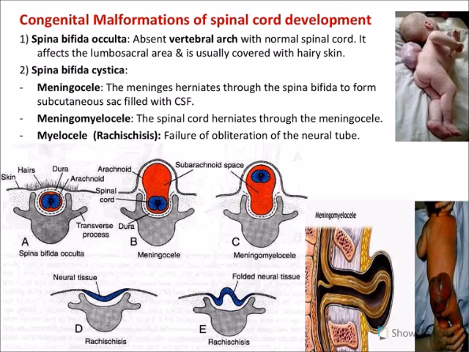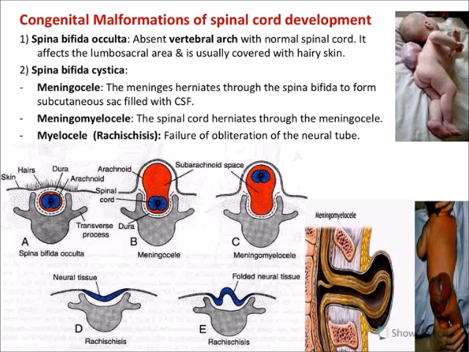Now, what are the possible congenital anomalies that could occur in case of abnormal neural tube development? The most common abnormality in spinal cord development is what's called spina bifida. Spina bifida means absence of the vertebral arch, or the vertebral bone, while the spinal cord develops normally.